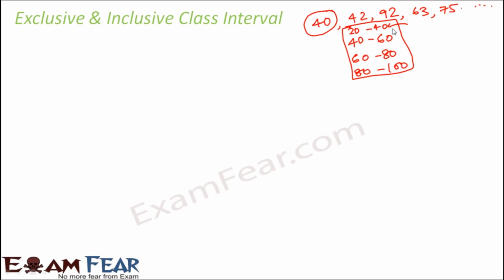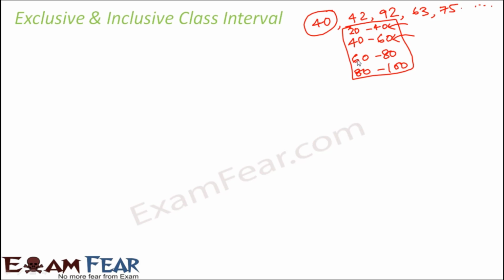Whether 40 will be included in 20 to 40 or 40 will be included in 40 to 60. So in which class interval are we going to include the data 40? Because in the first interval we say it is from 20 till 40. The second we say it is from 40 till 60. So 40 is present in both these class intervals. So where exactly do I include the data 40? Where do I count 40?